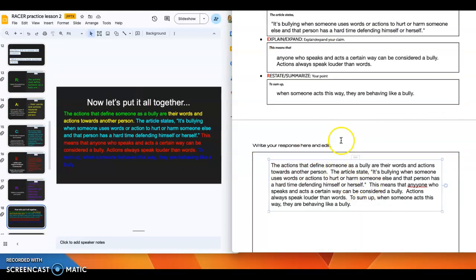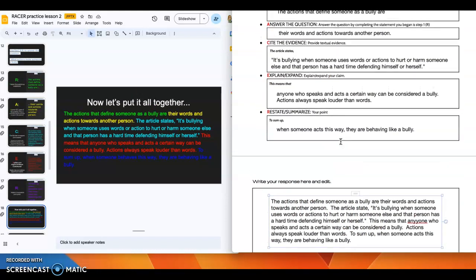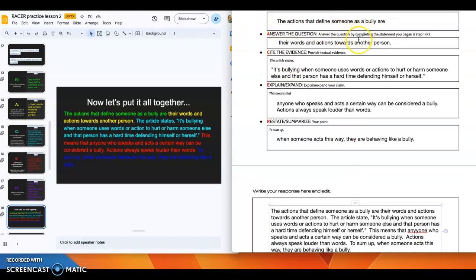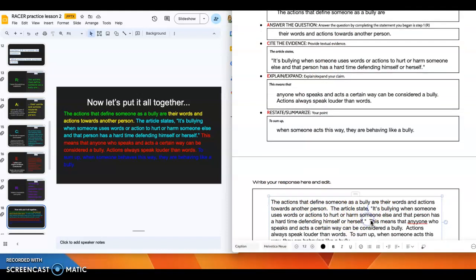Okay, I just typed it up really quick, and I made sure I added my tags. So I have the actions that define someone as a bully are their words and action towards another person. Then I had to add the article states. Oh, I forgot the S. The article states. See, it's right here. The article states, comma, quotation. It's bullying when someone uses words or actions to hurt or harm someone else and that person has a hard time defending himself or herself. Period, quotation mark.